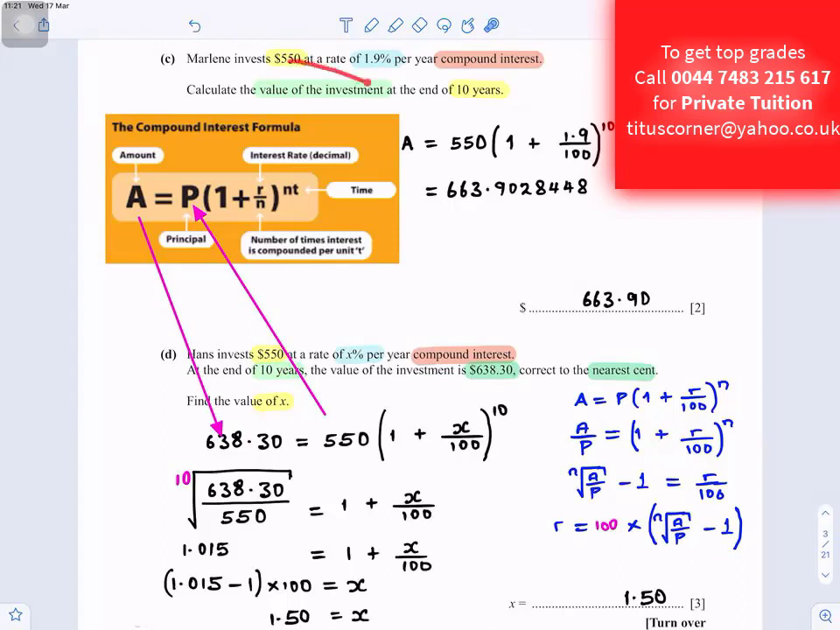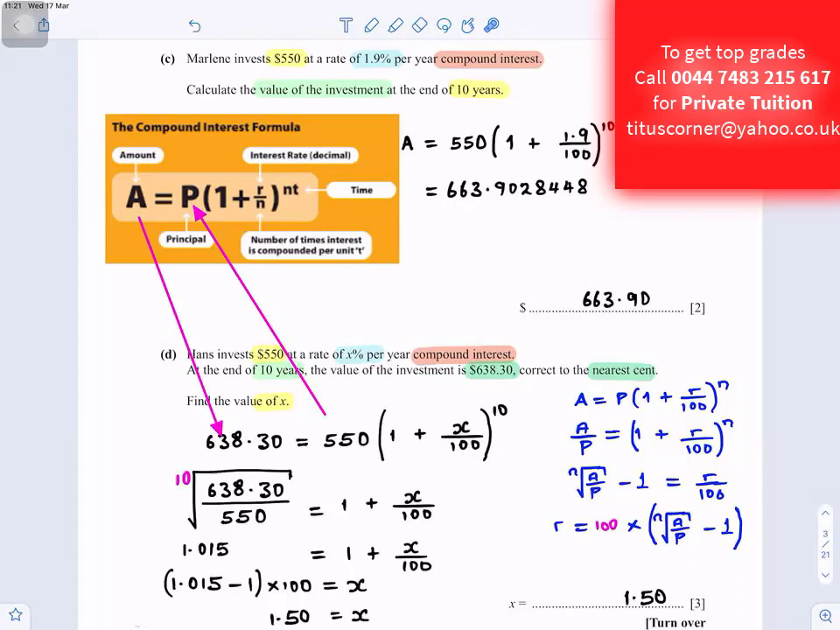The invested principal is 550. Interest is 1.9. We divide by 100 to convert to decimal, and it's for 10 years. And that gives you $663.90.